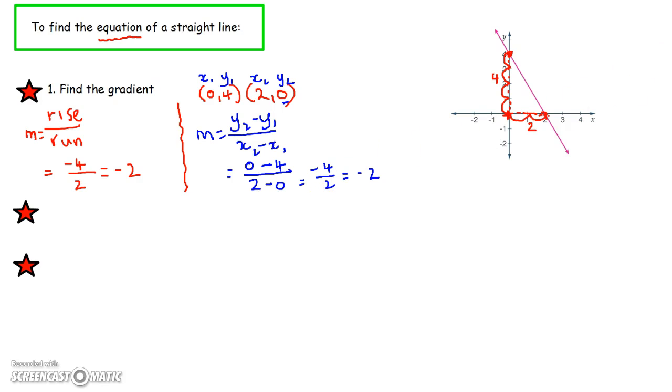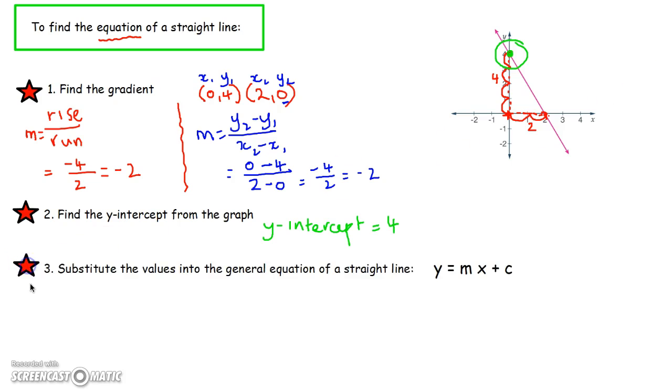Once we've found our gradient, we need the other element of our equation, which is the y-intercept, and we just read that straight from the graph. So if you have a look at our graph here, we have a y-intercept up here where it cuts the y-axis is actually at 4. So the y-intercept is 4. Oops, I'll just write that properly. Y-intercept equals 4.